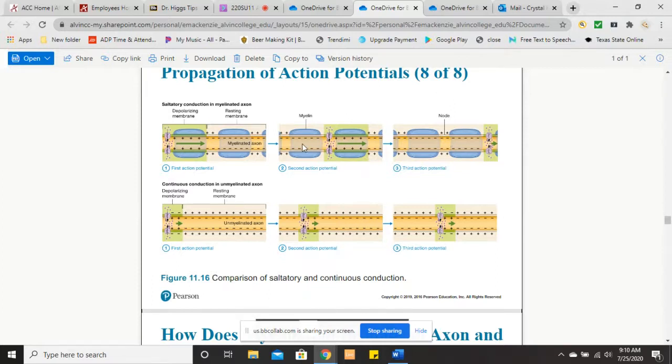And we even know some differences. The reason why you can't jump from node of Ranvier to node of Ranvier in continuous conduction, you can see it in the picture, is because there is no myelin.